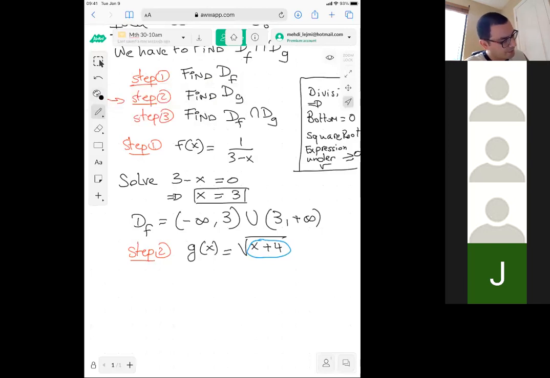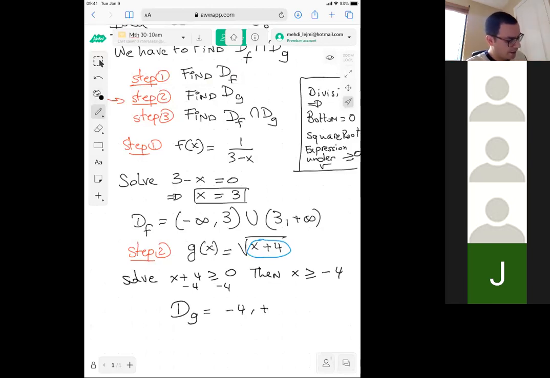So we have to solve x plus 4 larger or equal to 0, right? You subtract 4, of course. Then x is larger or equal to negative 4. So x has to be a number larger or equal to negative 4, which means it's on the right side of negative 4, right? So the domain of g would be negative 4 to positive infinity. Negative 4 is included because x can be equal to negative 4, and infinity, of course, is always excluded.